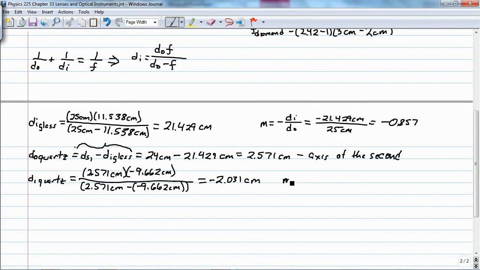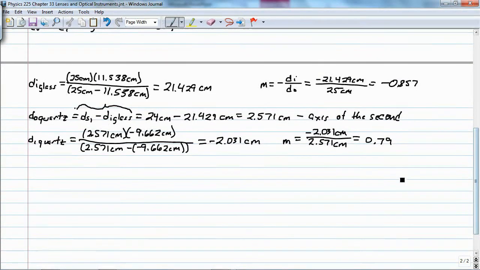Our magnification is just going to be our image distance, which is negative 2.031 centimeters, divided by our object distance, which is 2.571 centimeters, and that gives us a magnification of 0.79. Positive magnification means that the image and the object are oriented the same way along the horizontal axis.